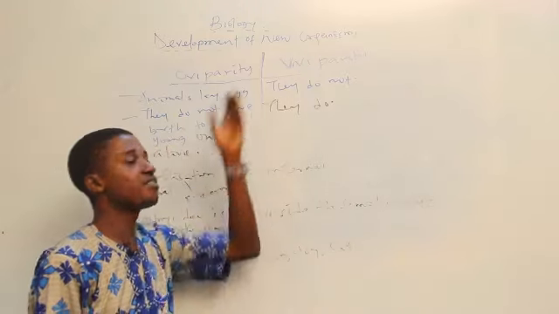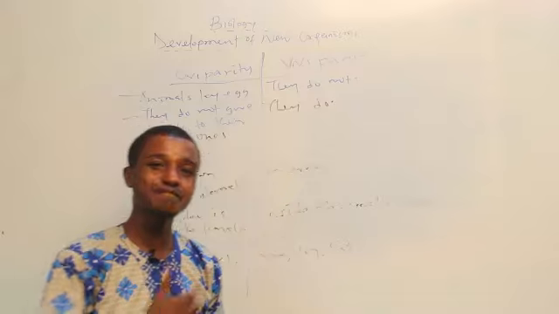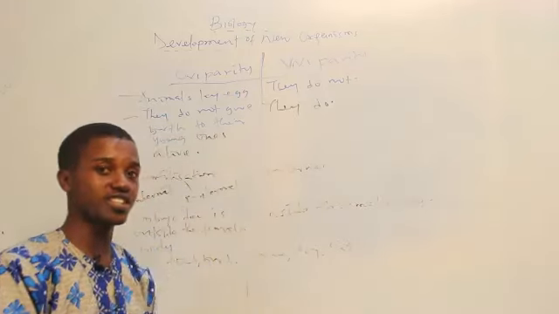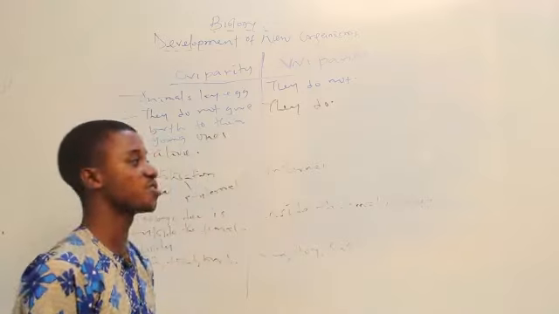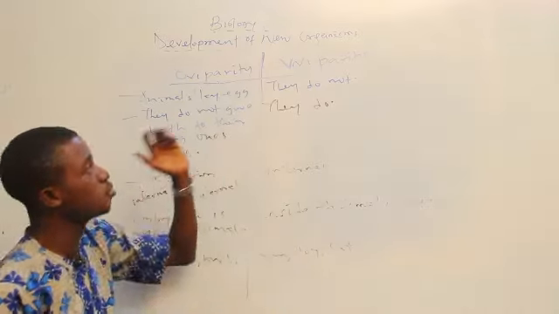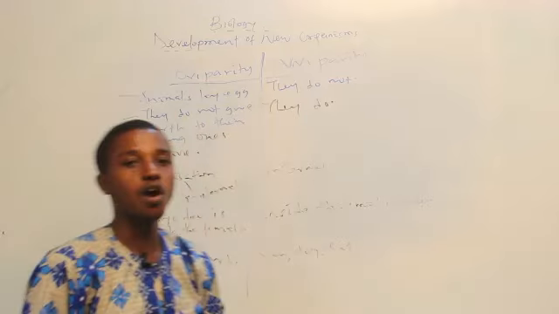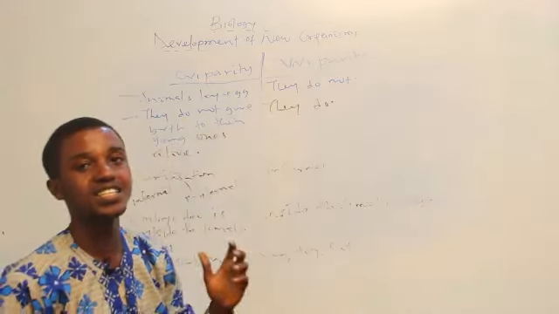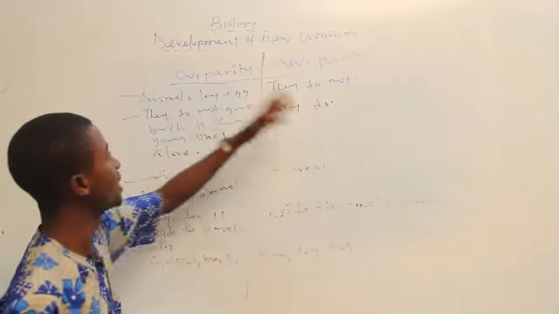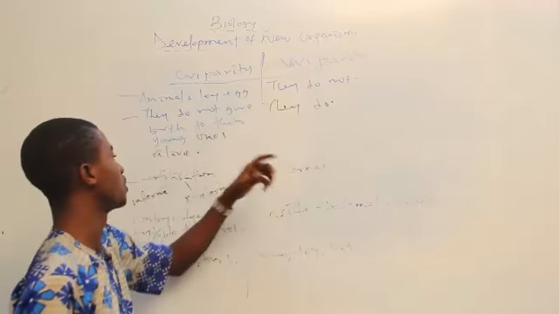Are you with me? Viviparity talks about organisms that give birth to their young ones alive. They do not lay eggs. Now we're going to be looking at the differences between these two concepts. As I said earlier, oviparity lay eggs, while viviparity give birth to their young ones alive.